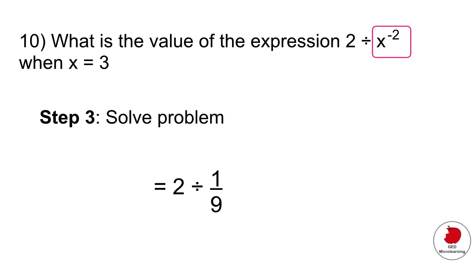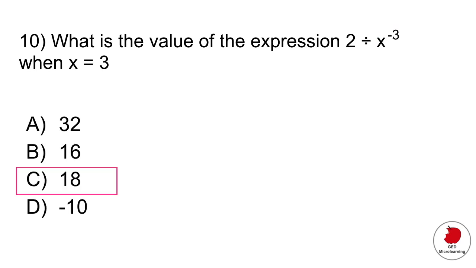And now we can go ahead and solve the problem. So what is 2 divided by 1/9? Remember that when you're dividing by a fraction, you can also multiply by the reciprocal, meaning you can flip the fraction around and simply multiply. So in this case, the answer would be 18, which is option C.